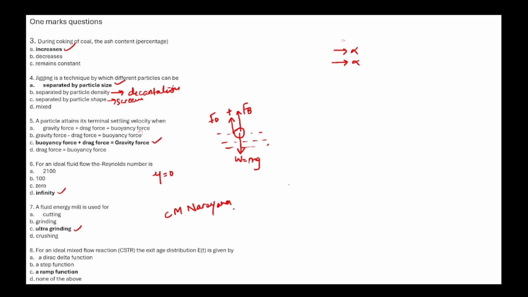For an ideal mixed flow reactor, CSTR, the exit age distribution. We know that for a CSTR, the exit age distribution is given by this. So it could be a ramp function, because a ramp function is just like that.